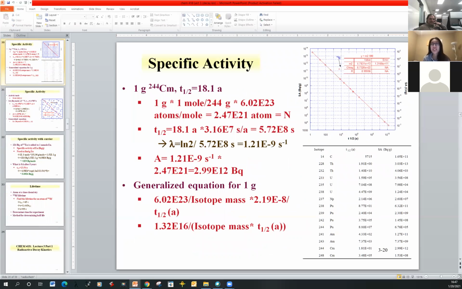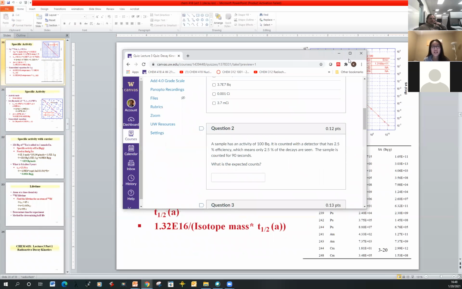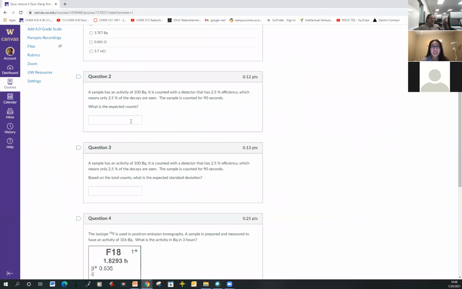But then when I saw the answer, oh, it's just multiply the percentage by the activity, and then I get a count. Yeah, so it's basically this question. It's the one we just went over, but I made it kind of simple. You have 100 becquerel. The detector sees 2.5% of those, whatever the decay is. And then if you count the sample for 90 seconds, I think it's 225 counts.